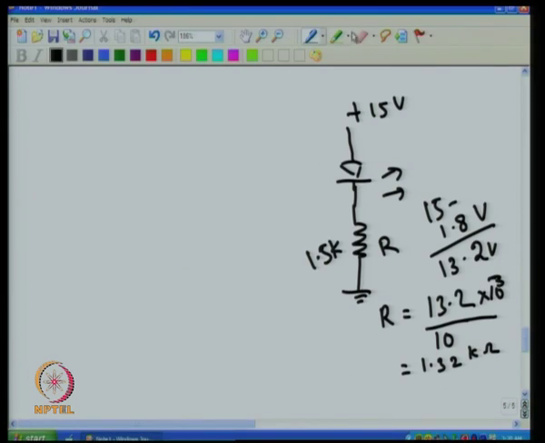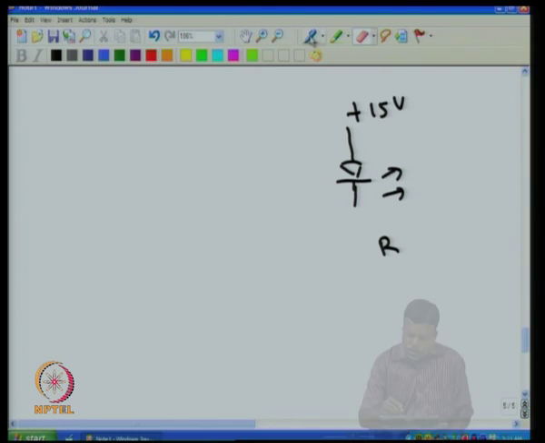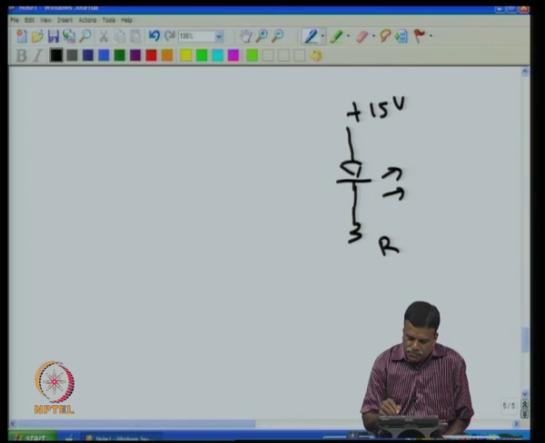Now, let us see how to make the LED go on and off using a transistor. I want to make this LED go on and off using a transistor. So, I remove this, and then I connect the transistor here. I can use the transistor in this case to switch on and off, and connect this.